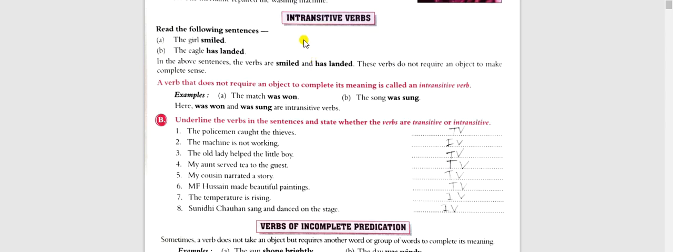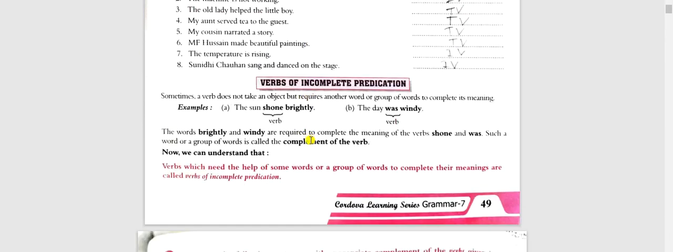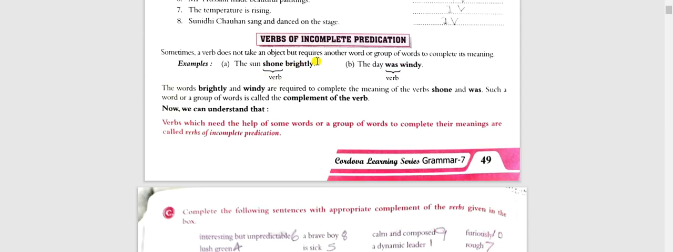So hope the concept of intransitive verbs is also clear. Now comes the verbs of incomplete predication. There are verbs which do not take any object to complete their meaning, but they sometimes require some words or maybe a group of words to complete their meaning.